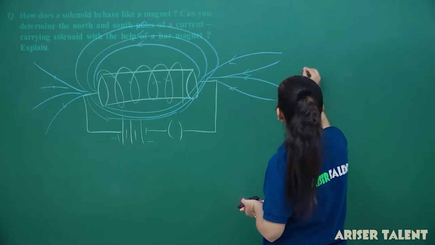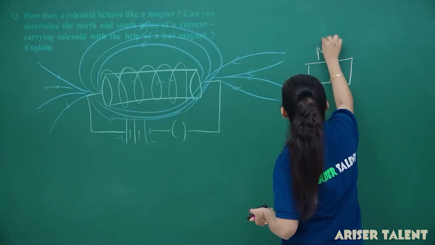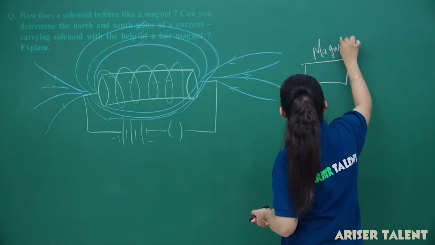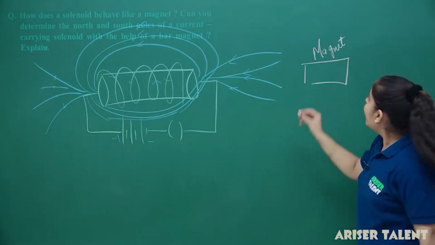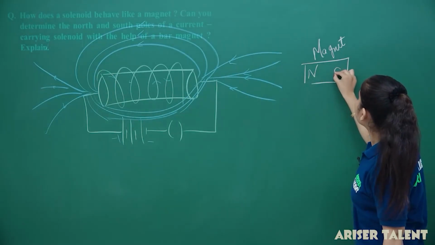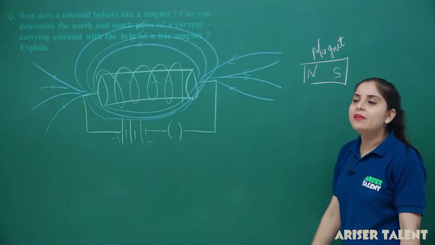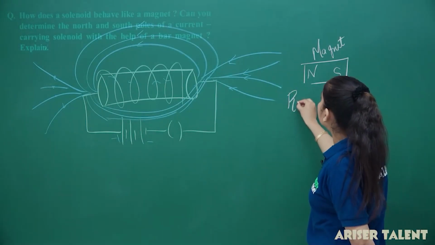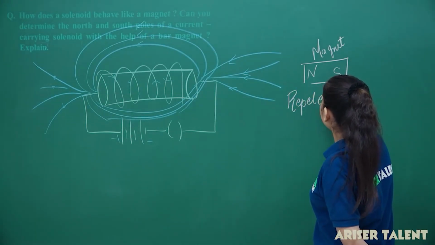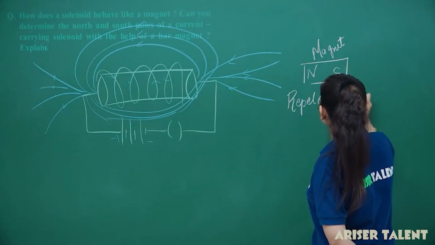Now, if I brought the magnet near the positive terminal of a battery, this is my magnet, and this is having a north pole and this is having a south pole. If I brought it near the positive terminal of a battery, then what will happen? It is going to repel.